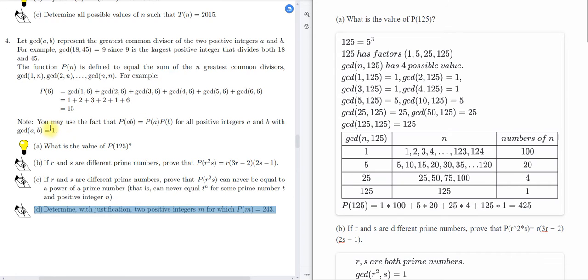Note, you may use the fact that P(A times B) equals P(A) times P(B) for all positive integers A and B with GCD(A,B) equals 1.